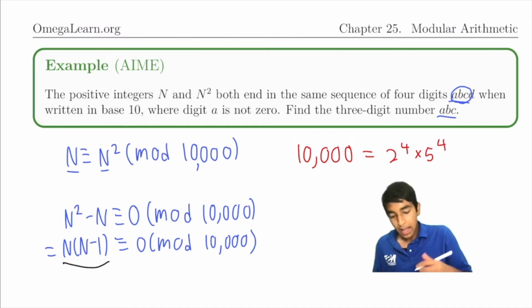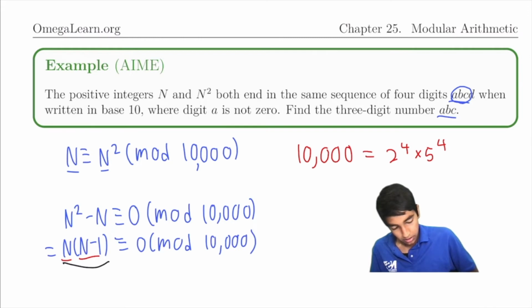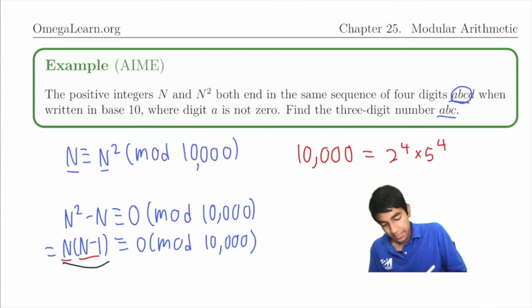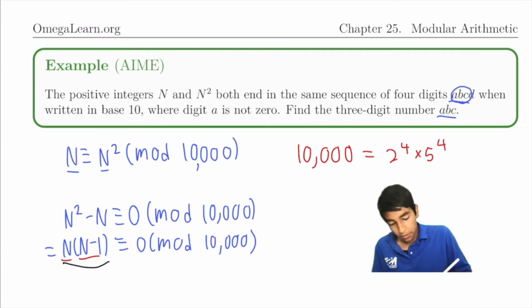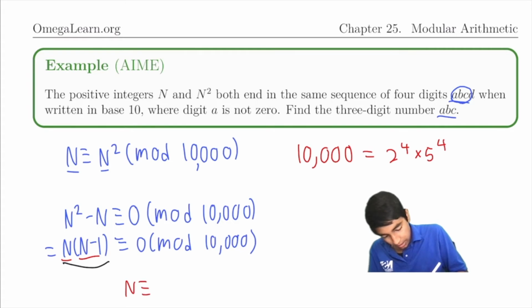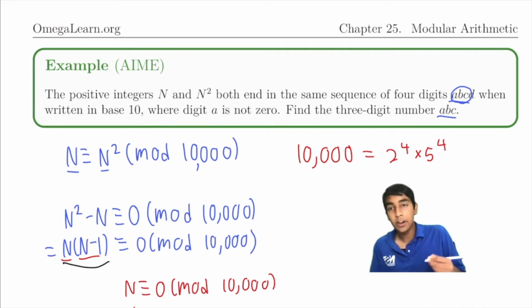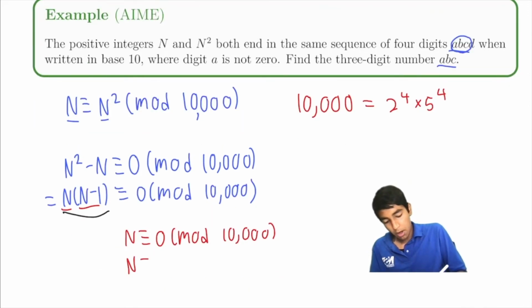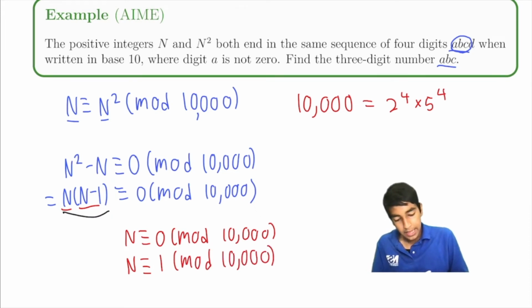The first possibility is that either n or n minus 1 is 0 mod 10,000. So basically, there are two possibilities in this case. If n is a multiple of 10,000, then n is 0 mod 10,000. If n minus 1 is 0 mod 10,000, then n is 1 mod 10,000. That's one case, but the key thing here is that none of them work because a cannot be 0.